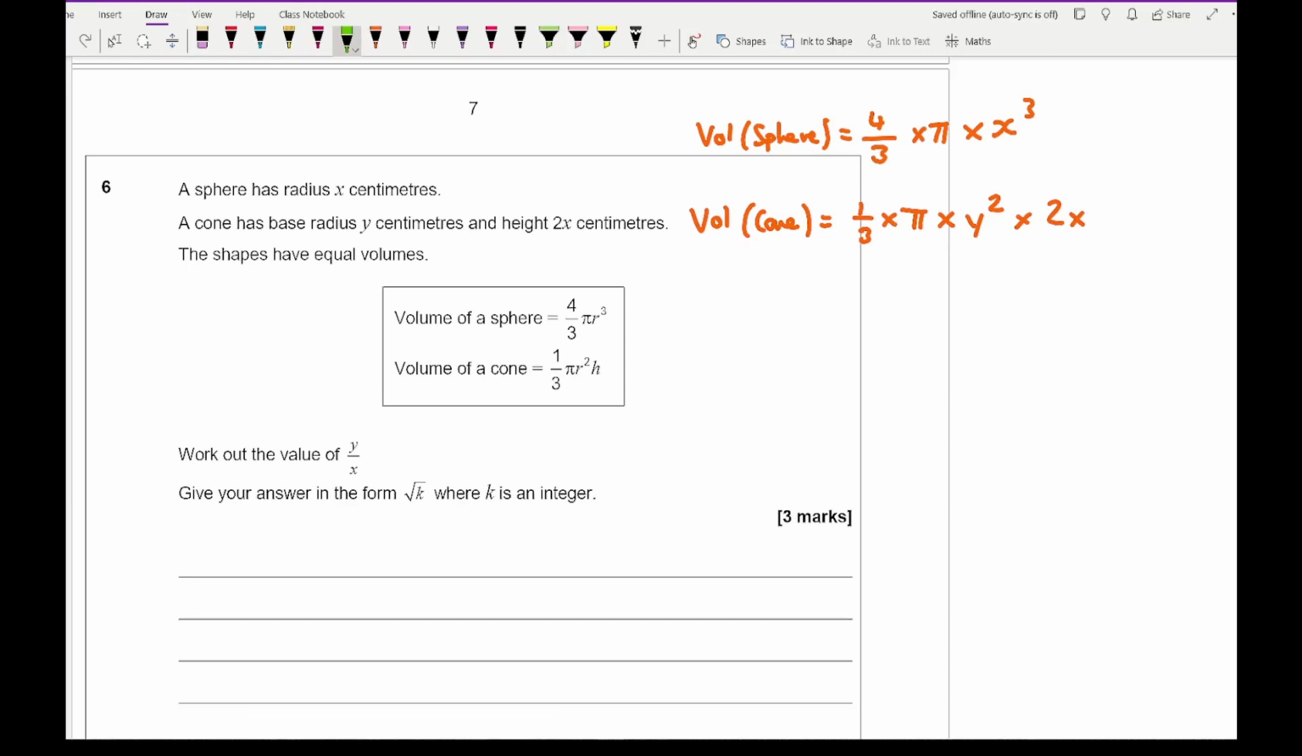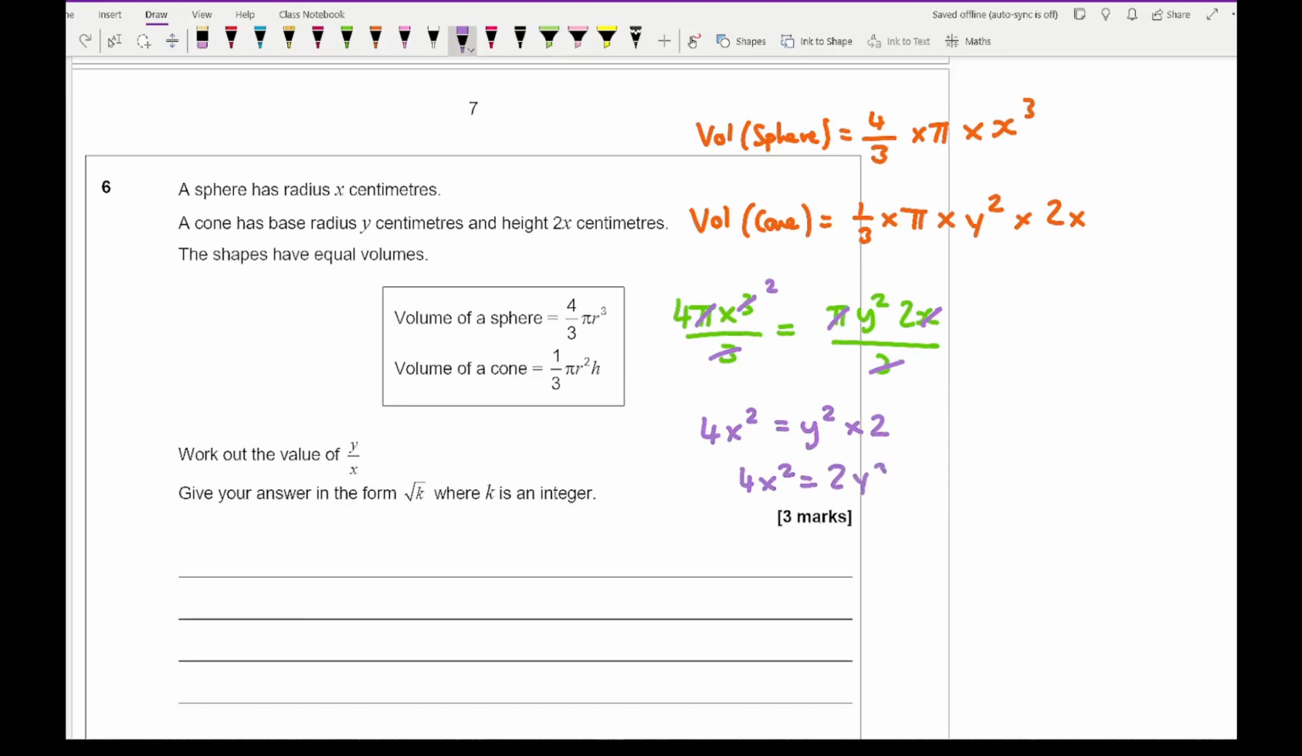So then if I join these two things together, so here I've got 4/3, well, if I write 4 pi x cubed over 3 equals pi y squared 2x over 3. You can see how both of them are divided by 3, so I can cancel that out. I can take out the pi from both sides, and I can take an x from both sides. So then all I'm left with is 4x squared equals y squared times 2. So that's going to be 4x squared equals 2y squared.